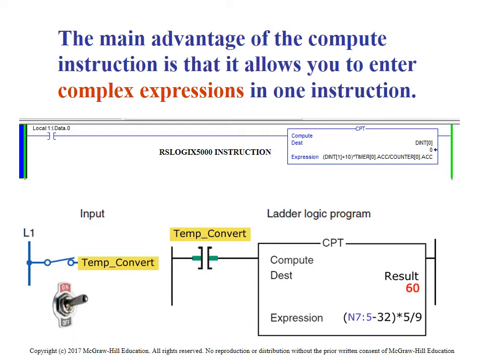So here we're talking about the compute instruction. As you can see here, I threw multiple different components in this: double integers, a decimal value, a timer accumulated value, a counter accumulated value. So you've got a lot of different choices here. This is in the RS Logix 5000 format. This here again is in the 500 format.